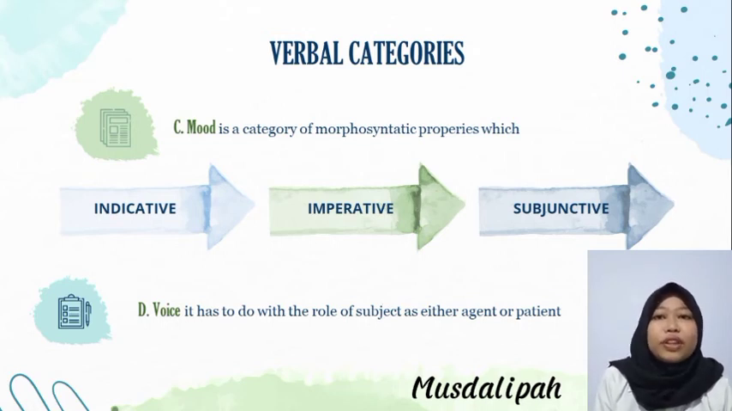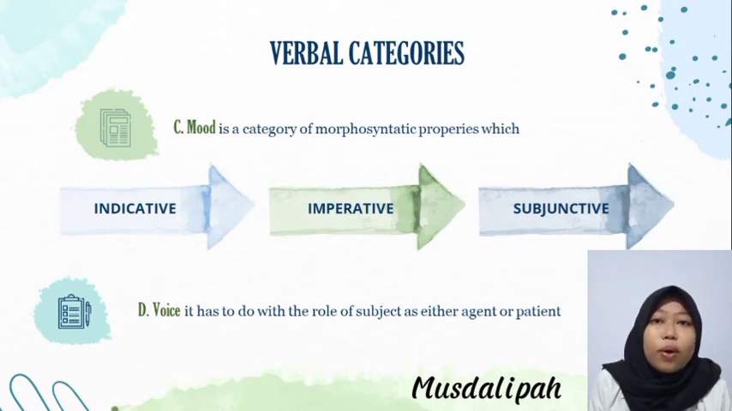C. Mood. Mood is a category of morphosyntactic properties which distinguish the ways in which a proposition may relate to actuality or to the speaker's mind. It reflects a speaker's commitment to a proposition. Richards et al. in 1995 state mood is a set of contrasts which are often shown by the form of the verb and which express the speaker's or writer's attitude to what is said or written.